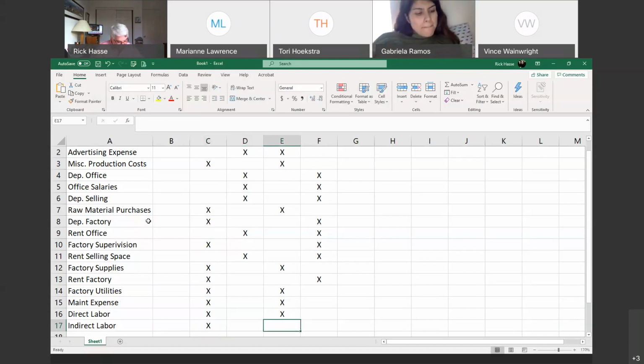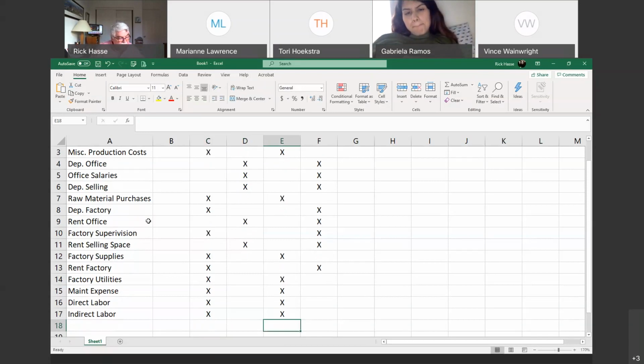Very good. Good job. And then finally, sales salaries expense would be fixed and period. Very good. This can get kind of hairy after a while, when you have all these different costs: product, period, variable, and fixed. So again, these are all examples of costs of production.